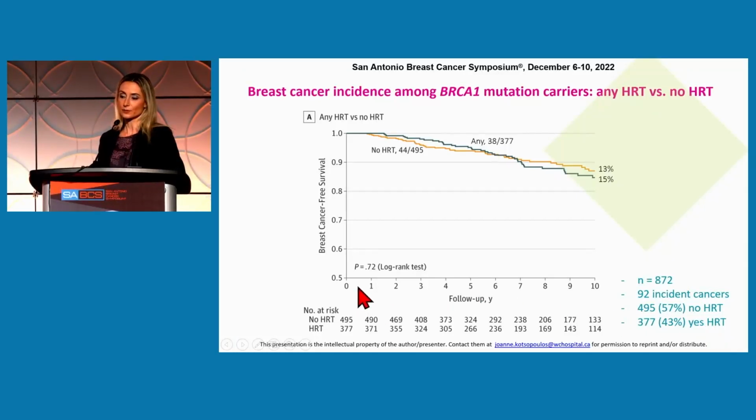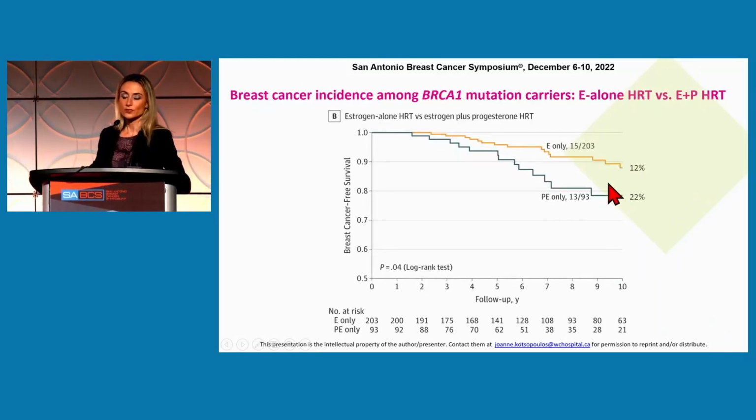So this graph here plots breast cancer-free survival over approximately 10-year follow-up period. So when we compare any HRT use in the orange line and no HRT use in the blue line, we see that the incidence was about the same, 13% versus 15%. But when we stratified by formulation type, we see that the incidence was significantly lower in the estrogen alone arm, so 10%, and 22% in the combination estrogen-progestin users. And this was a significant difference in these curves.